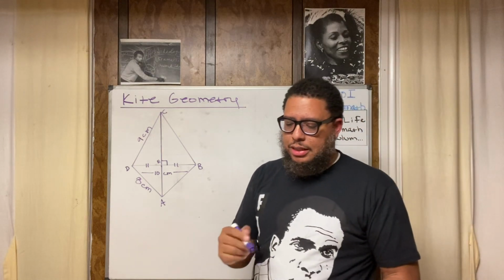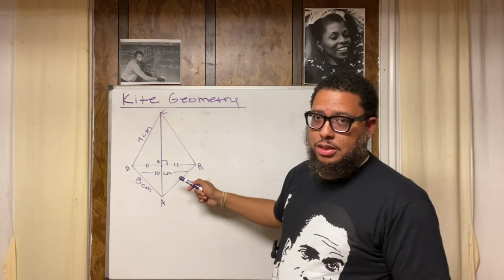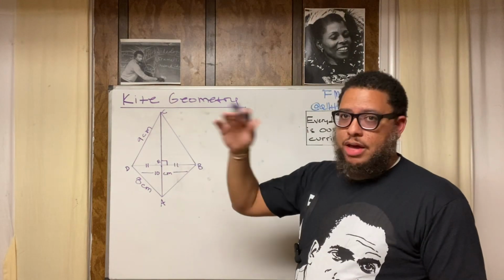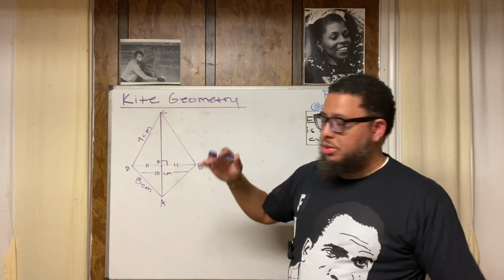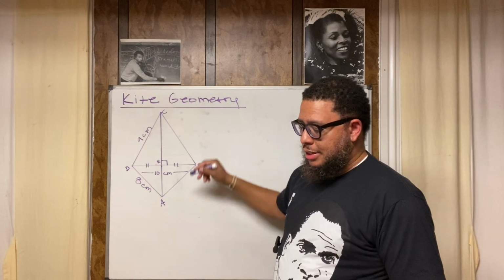It says figure ABCD. A, B, C, D. That's why it's called ABCD. That's a name. Every geometric shape has a name, just like I got a name, you got a name. People have names, pets have names, cities have names, states have names. Geometric shapes have names. This is called ABCD. It's a kite.